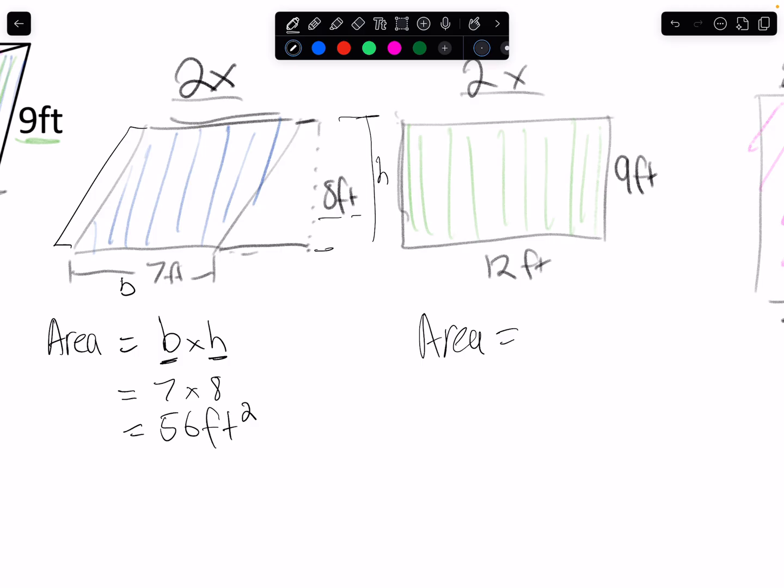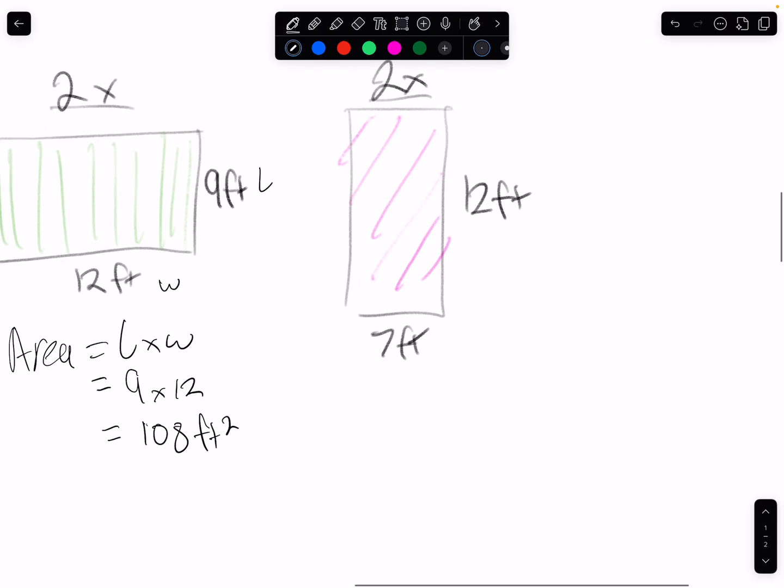So the area formula is length times width. Now, call this our length and call this our width. So we have 9 times 12. And 9 times 12 is 108. 108 feet squared. All right.